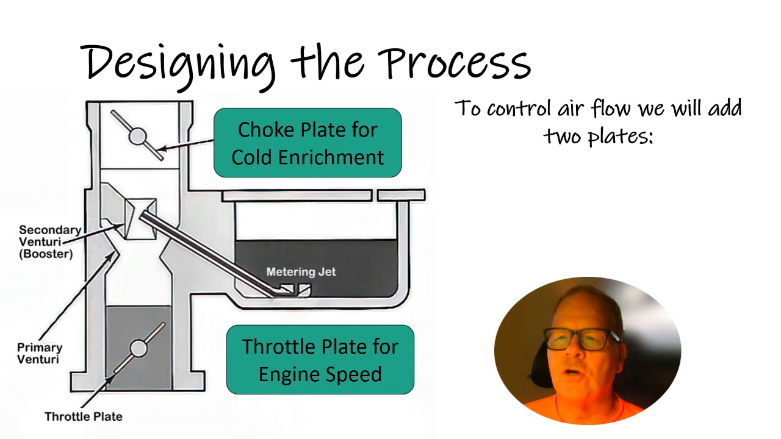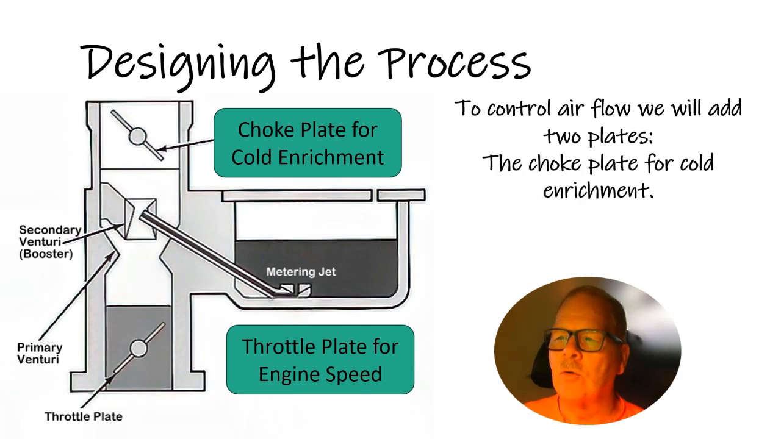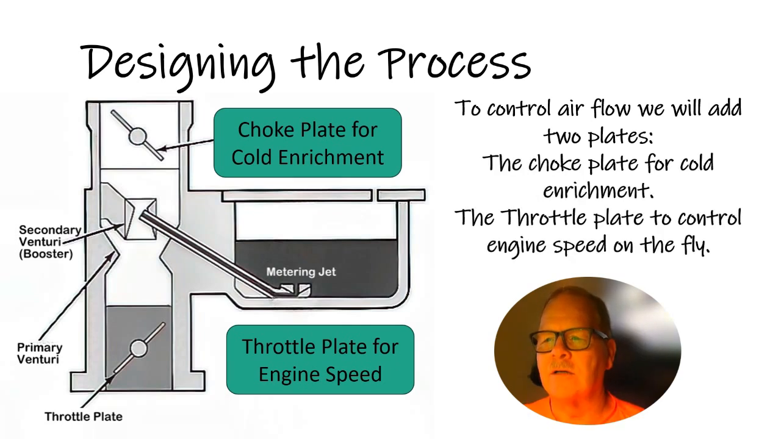Now there's your choke plate, and the choke plate is for cold enrichment. The throttle plate controls engine speed on the fly. That's the way that works. So basically this one right here, we'll talk a little bit more about that in a minute. There's your secondary Venturi, which is your booster, and your primary Venturi is built into the horn of the throttle body. And then there's your throttle plate.